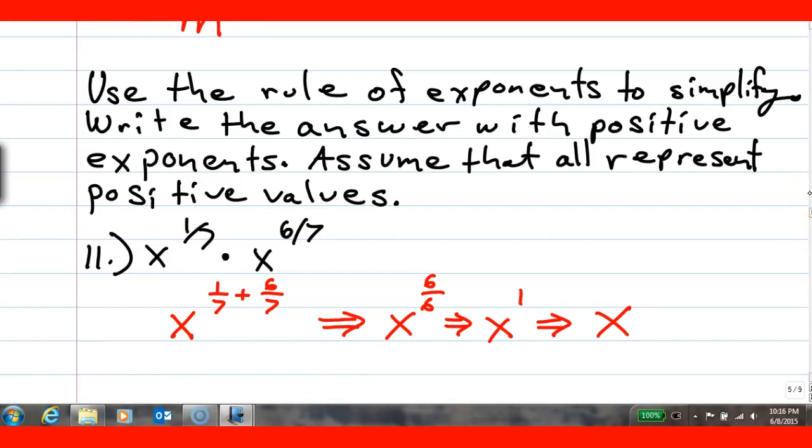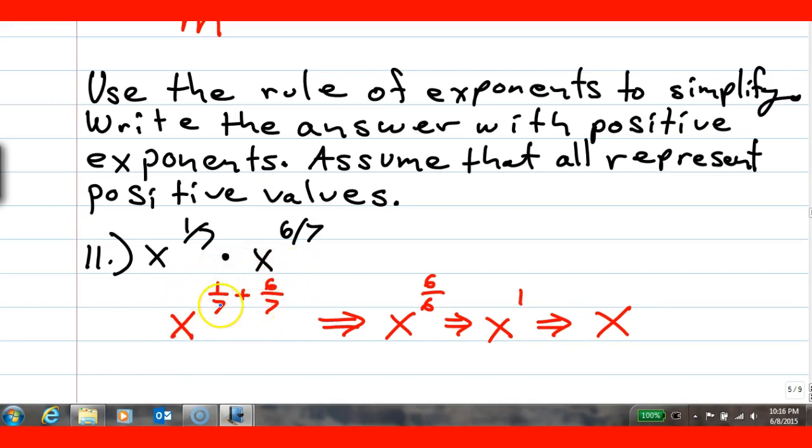Use the rules of exponents to simplify. Write the answer with a positive exponent. Assume that all variables represent positive values. So we have an x raised to 1 over the 7th power times an x with a 6 over the 7th power. So we're going to combine these together. Whenever we have the same base, our exponents are going to sum. So we have an x with 1/7 plus 6/7.